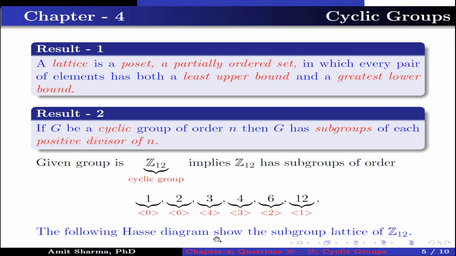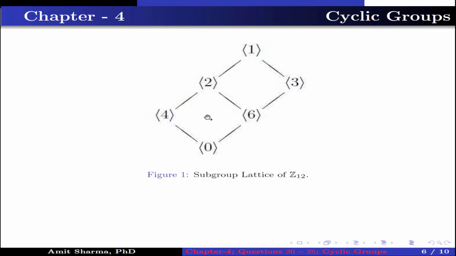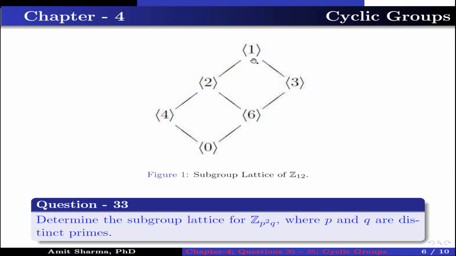The following Hasse diagram shows the subgroup lattice of Z12. This is the Hasse diagram of the subgroup lattice of Z12. The subgroup generated by 2 is contained in the subgroup generated by 4 and 6. The subgroup generated by 4 and 6 is contained in the subgroup generated by 2. The subgroup generated by 6 is contained in the subgroup generated by 2 and 3. And the subgroup generated by 2 and 3 is contained in the subgroup generated by 1.